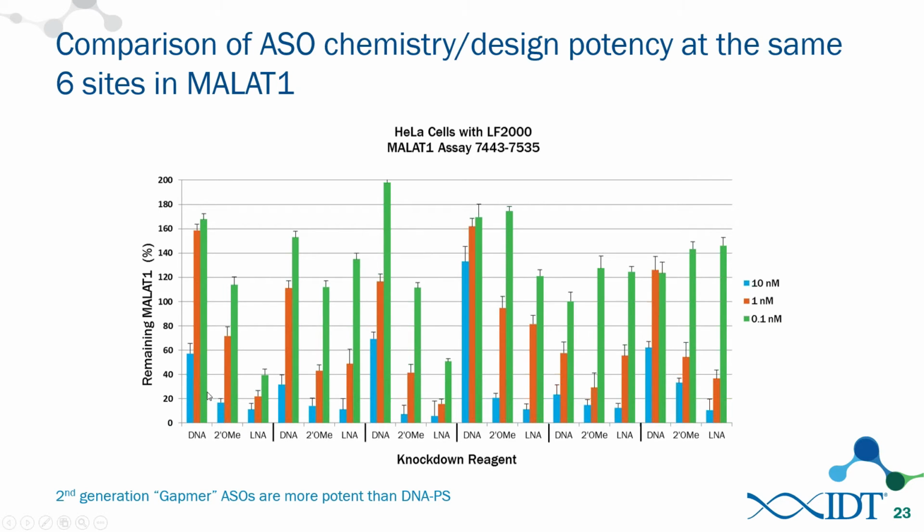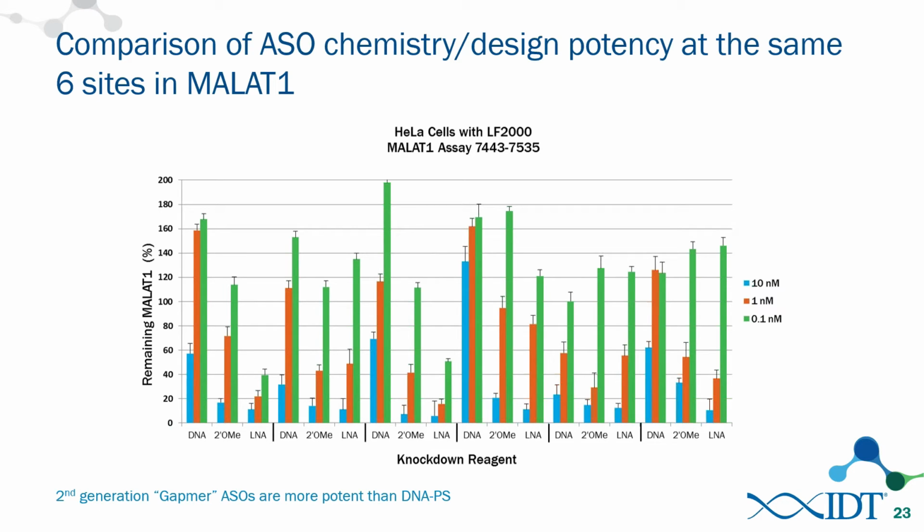And we found for every site the 2'-O-methyl gapmers outperformed its DNA phosphorothioate at the same site, which suggests that indeed the 2'-O-methyl antisense oligos are more potent. For the comparison with the LNA gapmers, 2 of the sites, the LNAs, significantly outperformed the 2'-O-methyl gapmer antisense oligos. For the other sites, they seem to be equipotent. So for 4 out of the 6, they were equipotent, and then for the other 2, they outperformed them.